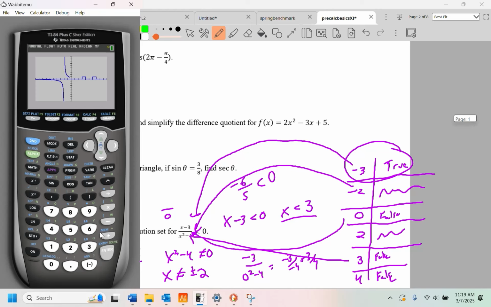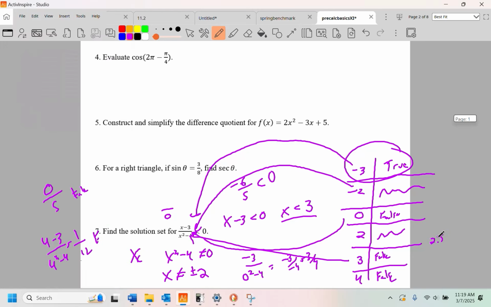I evidently have some other stuff going on here. There is a little window right here that I didn't check. It's right there. I should have checked it. I should have checked something between 2 and 3 because those are my critical values. Should have checked 2.5. Never did it.